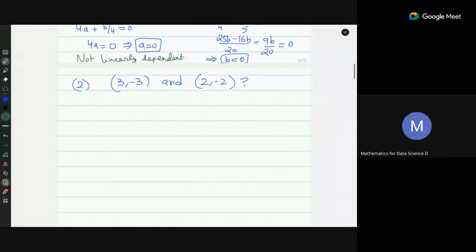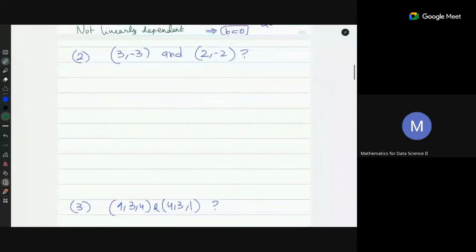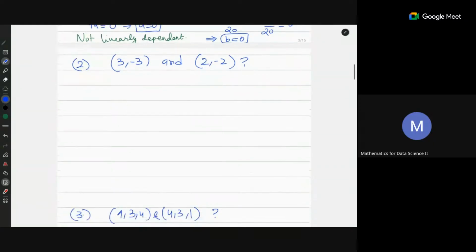So now let's look at this example. Do you think the same will happen to this set of vectors also? Yes. Okay, let's see. Again, we need to check whether these two vectors are independent or dependent.